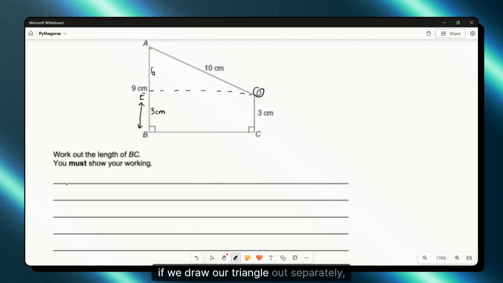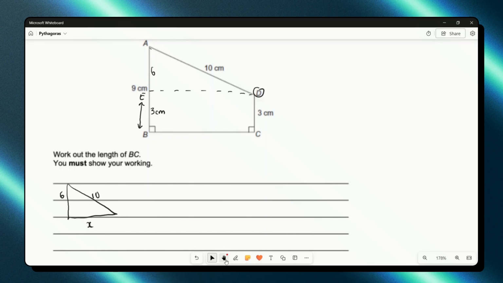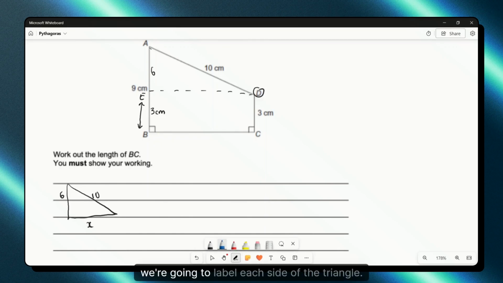Now if we draw our triangle out separately, like so, label this side as 6, label this side as 10, and the side at the bottom here is the unknown, so we're going to name it X. Now, as I've said before, we're going to label each side of the triangle, so we're going to call this A, going to call this B, call this C. Writing out the Pythagoras theorem, A squared plus B squared is equal to C squared.